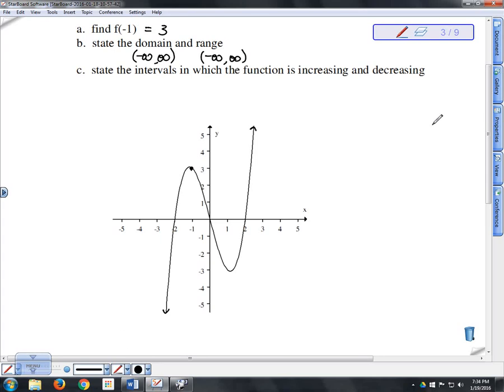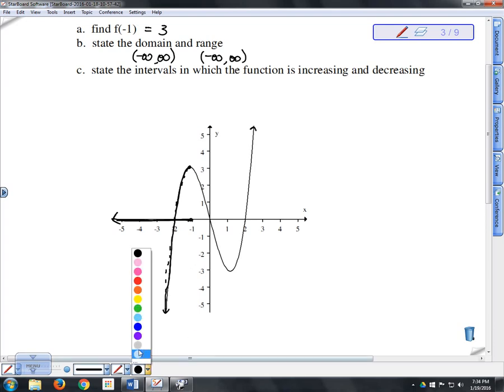State the intervals in which the function is increasing and decreasing. You read a graph from left to right, so starting here, if we're reading the graph from left to right, all of the points are increasing, or the y values are increasing. So this interval right here would be an increasing interval on the graph. And the way that this is stated is all of the x values on which this is occurring. So all of these x values here, the graph is increasing.